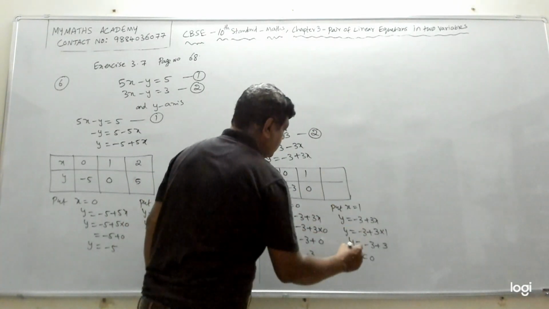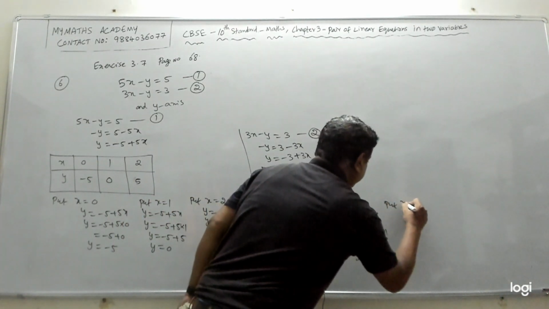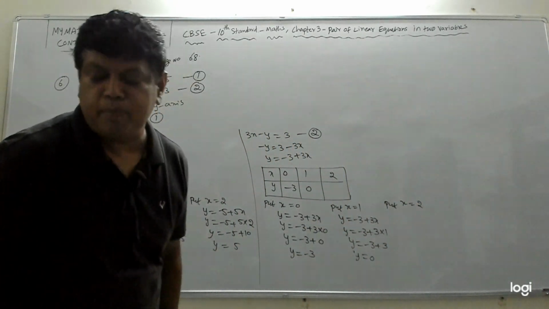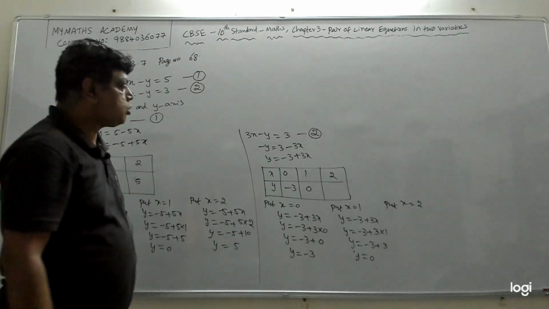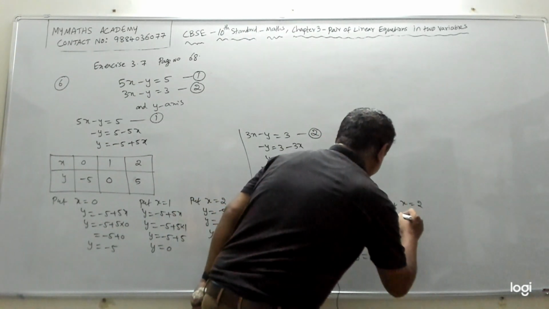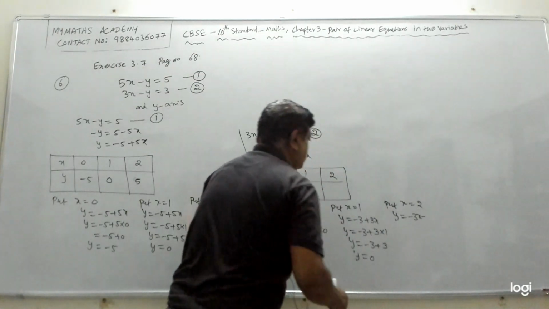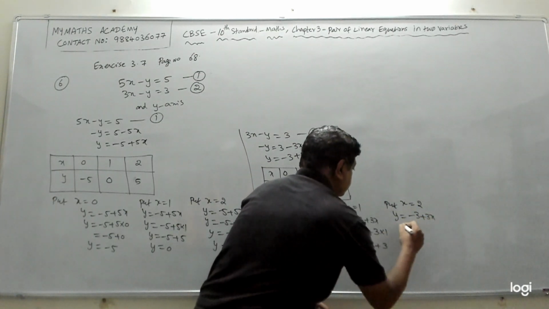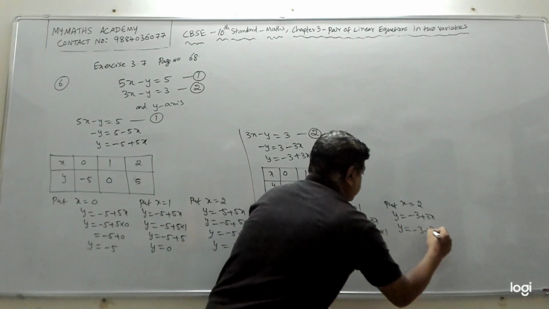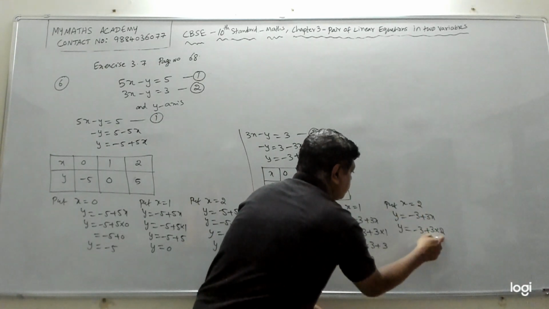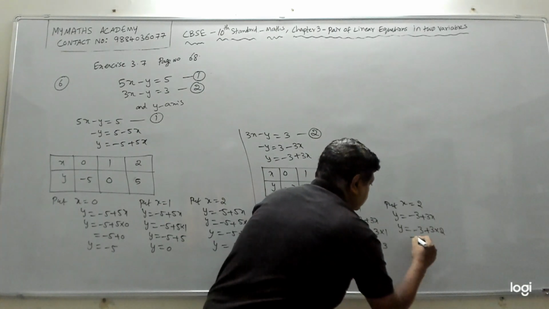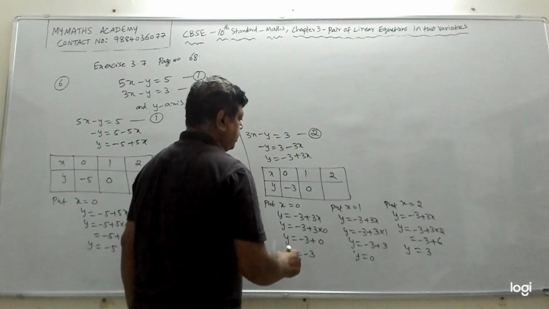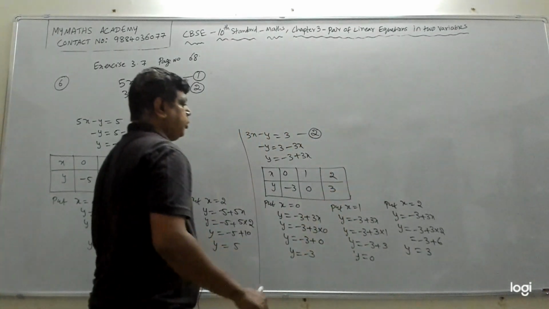Now let's put another value for x. Put x is equal to 2. Fine. Now if I put x is equal to 2, then what happens to my y? My y is equal to minus 3 plus 3x. So y is equal to minus 3 plus 3 into 2, because I am substituting 2 for x. 3x means 3 into x. So minus 3 plus 6, so it becomes 3. My y is 3 when my x is 2.